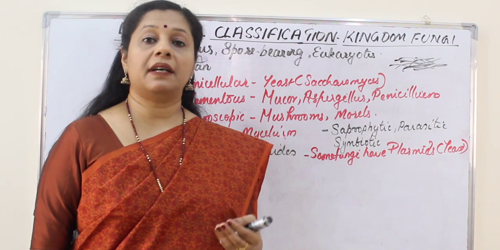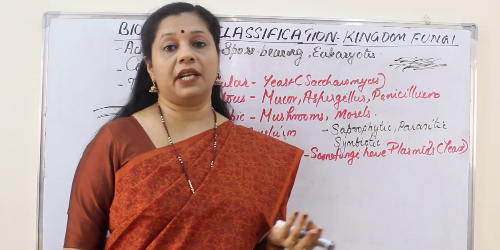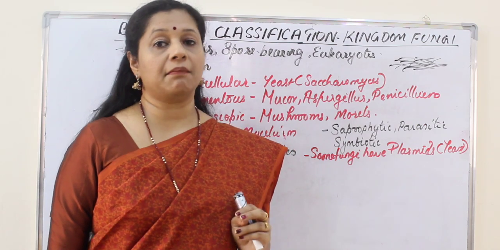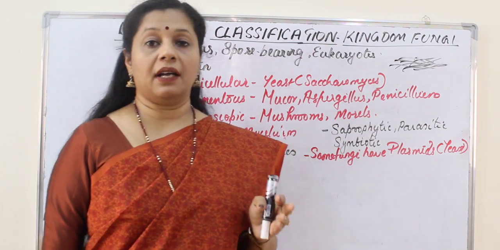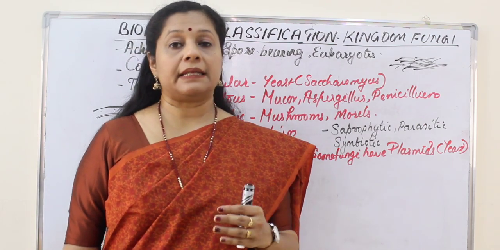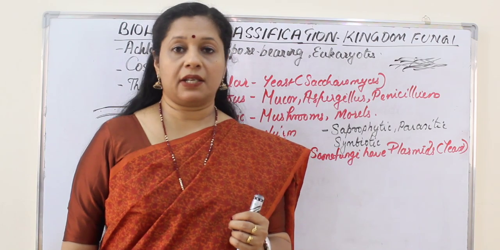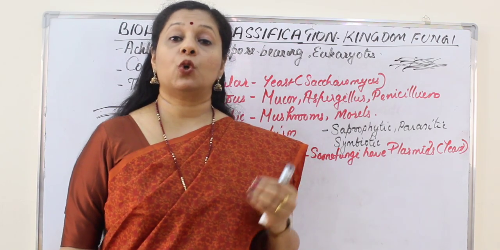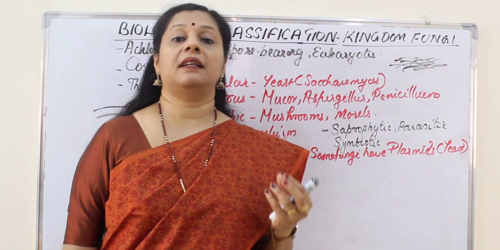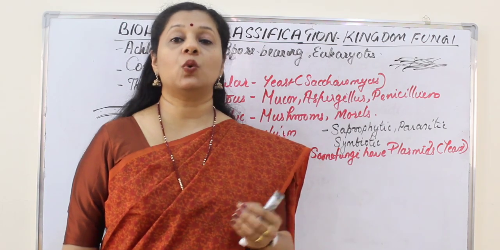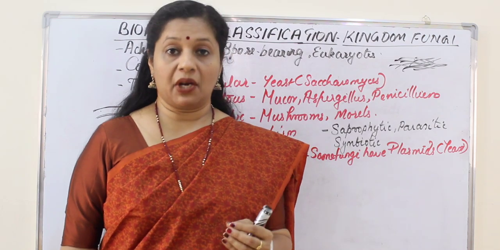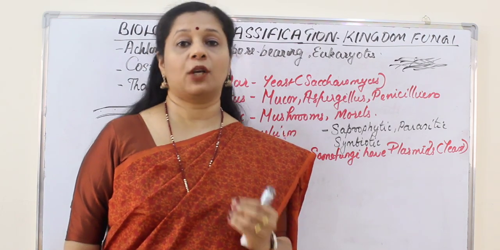For example, a fungus can form a combination with blue-green algae. Then we call it lichen. Lichen is a symbiotic association between fungi and blue-green algae. Whereas mycorrhiza is another association, where the fungus is in association with the roots of higher plants like pine trees. Pinus roots have an association with fungi, and we call it a symbiotic relationship, that is mycorrhiza.